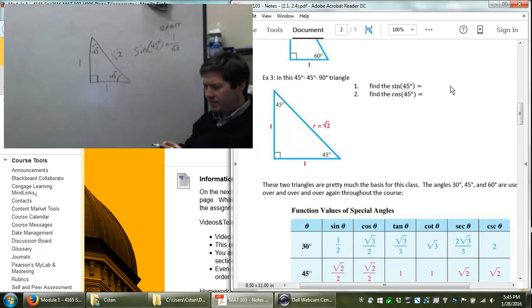So let's take the sine of 45 and pick one of our angles. I'll look at the one on top. The sine of that angle is the opposite side, which is 1, divided by our hypotenuse, which is square root of 2. I don't know why I've got this r here, but whatever. So 1 divided by square root of 2 is our sine of 45 degrees.